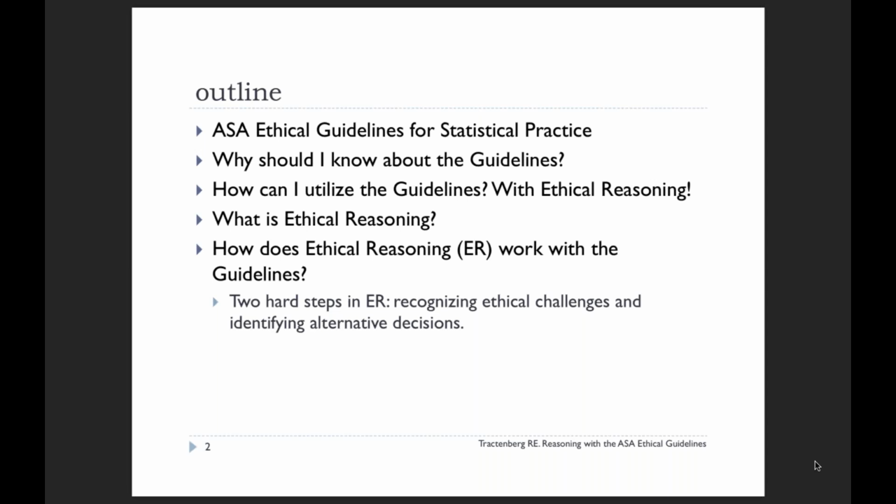There will be a little bit about why you should know about the guidelines, particularly if you are teaching introductory statistics to non-statisticians, people outside the major. And then most of our time is going to be talking about how you can use the guidelines specifically, because knowing that they exist or knowing where they are is not enough. Ethical reasoning is a learnable, improvable skill set that you can use to enhance the guidelines' relevance and applicability to your work and potential problems that you may encounter while you are doing that work.